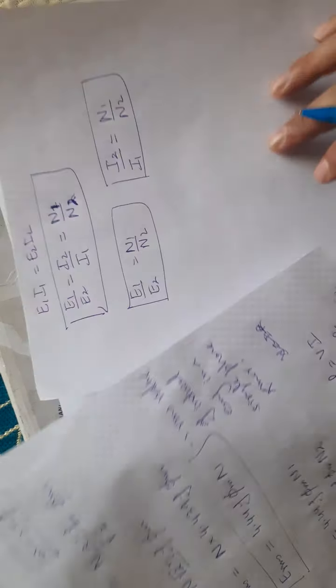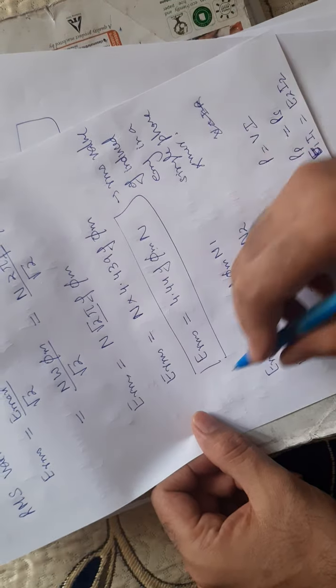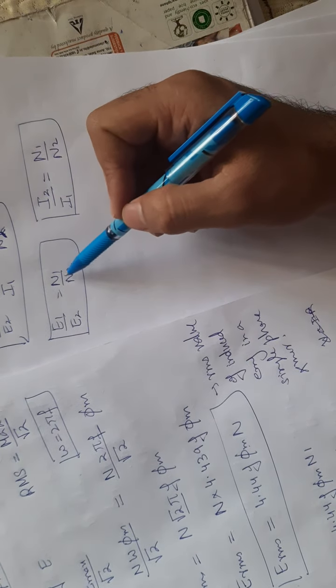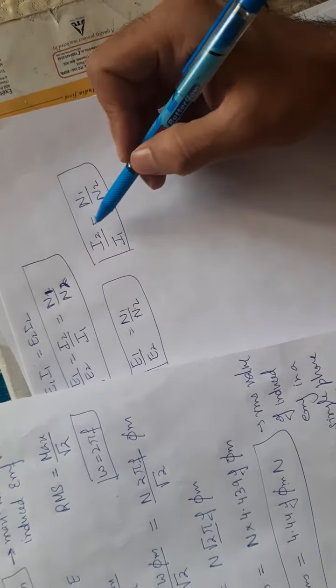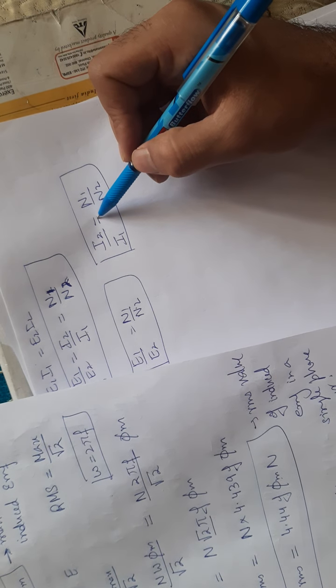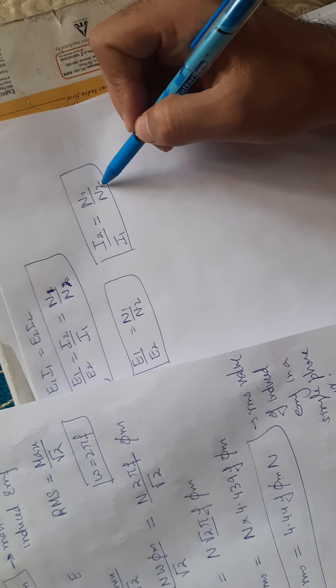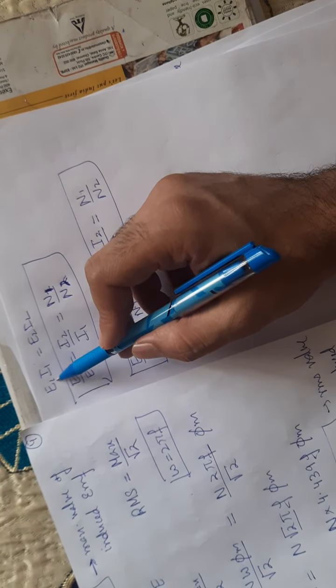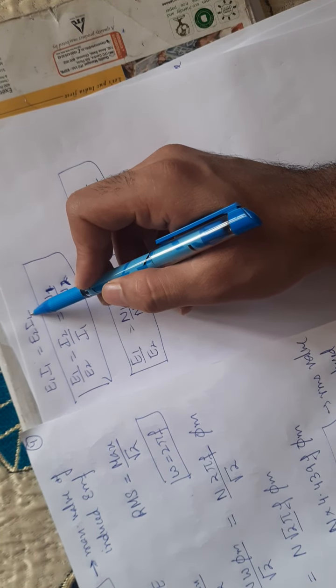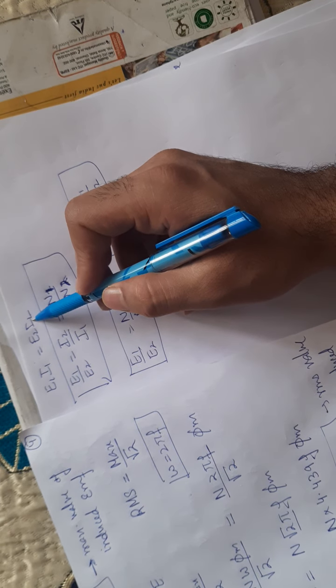So this was all about the EMF equation. This was the relation between the induced voltages and number of turns, and this is the relation between the currents flowing in the primary and secondary and the number of turns. And E1 I1 is equal to E2 I2 is the relation between primary power and secondary power.